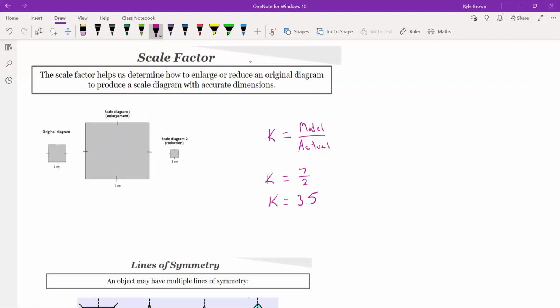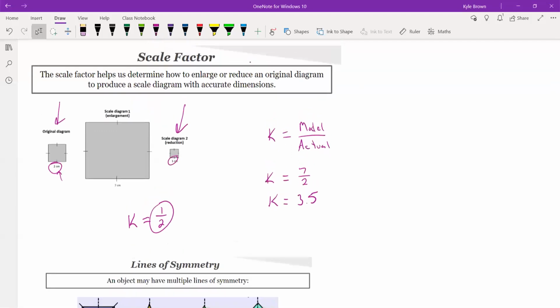we went from the original and said this was our model, which would be a reduction. In that case, you'd say K is equal to, and then the model is 1, and the original was 2, right? Model over actual. So there's your scale factor of 1/2. And again, I can multiply 2 by 1/2 to get that 1, okay? All right, so that's the idea with our scale factor type of questions.